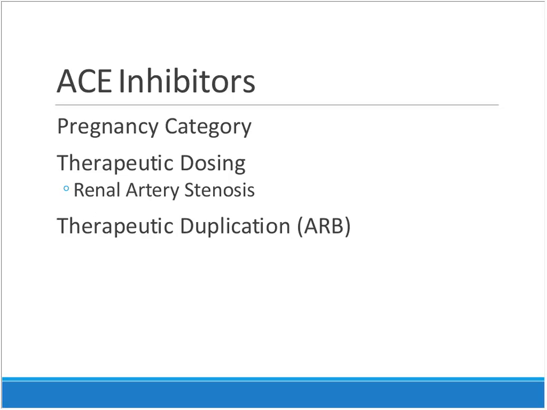ACE inhibitors tend to have a pretty pitiful pregnancy category as well. Most of them are pregnancy category D, if not C. So if we have a female patient who is considering becoming pregnant or is of childbearing age, we might not want to make an ACE inhibitor our frontline therapy. And last, ACE inhibitors and ARBs work very similarly. There's actually therapeutic duplication, and really no reason that both of these agents should be used simultaneously in a patient.